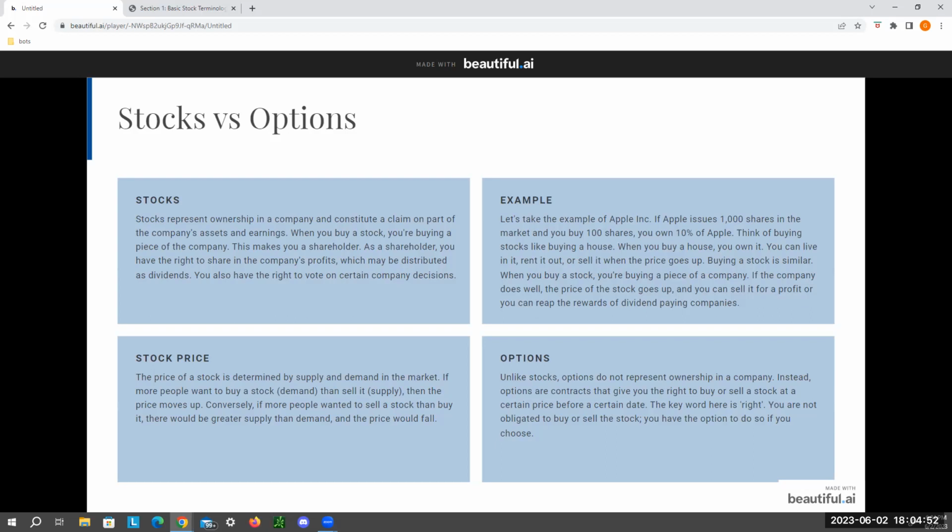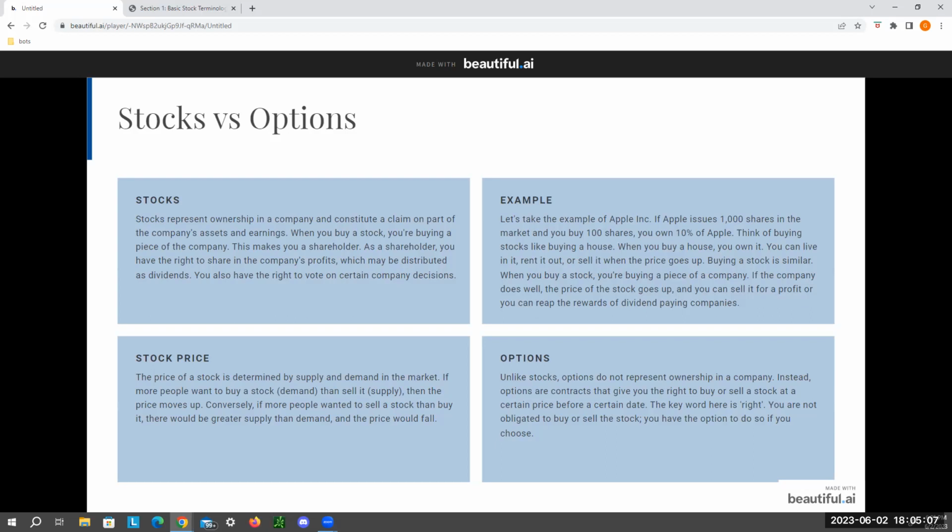Now, how is a stock price determined? So it's simple: supply and demand. If more people want to buy stock, which is the demand, than sell it, which is the supply, then the price will go up. Conversely, if more people wanted to sell the stock than buy it, there would be greater supply than demand, and the price would fall.